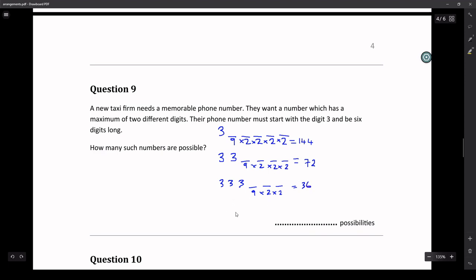And you can see how this is going to carry on. The next one starting with 4 3s would be just 9 times 2 for 18. Starting with 5 3s would be just 9. And finally, if you just had 6 3s, that's 1. So in total, this gives 280 possibilities.